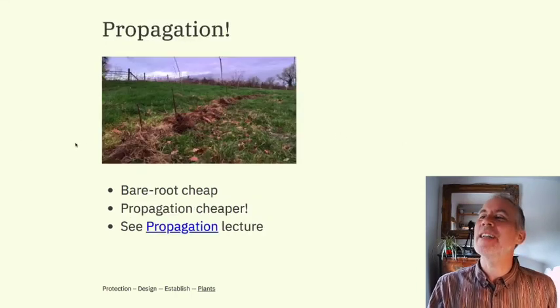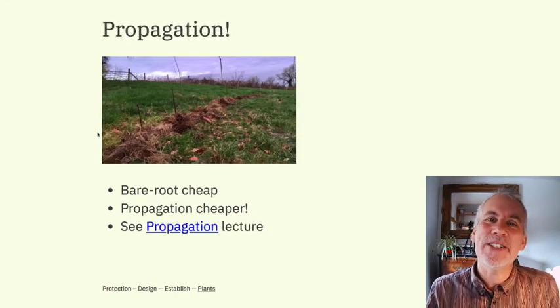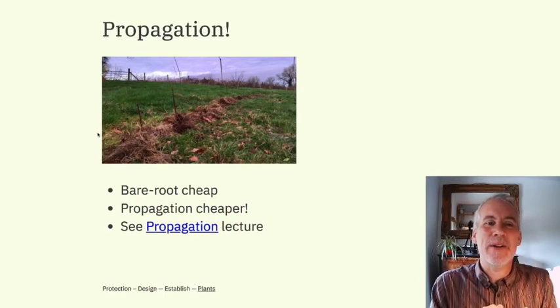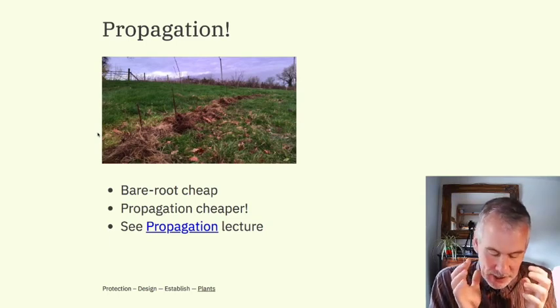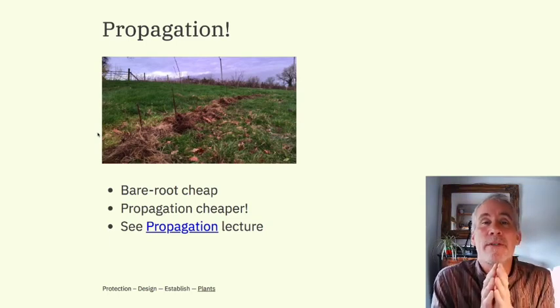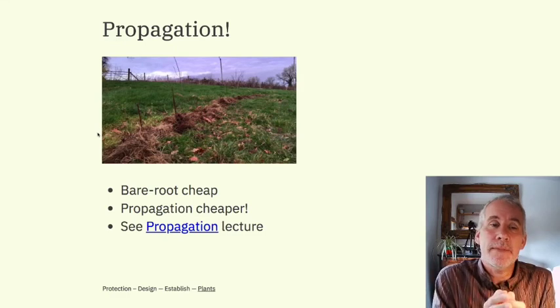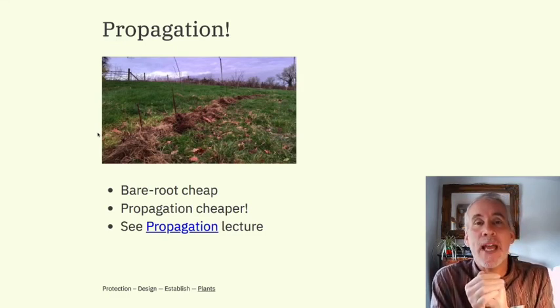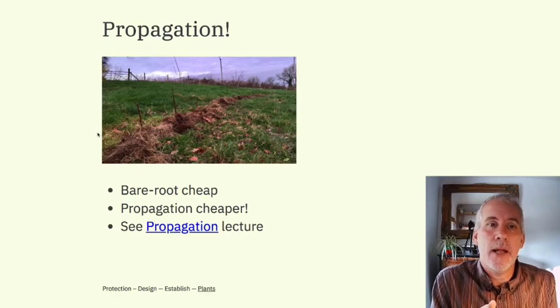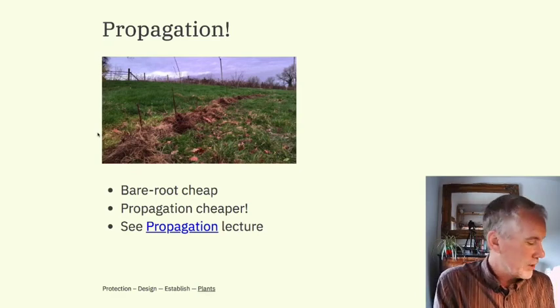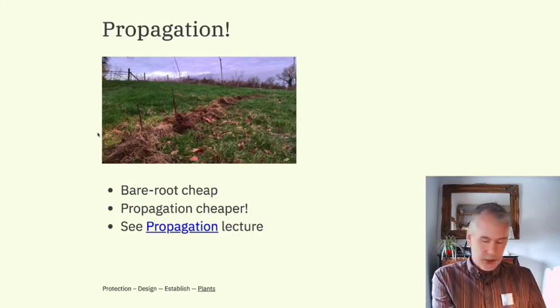And then finally, propagation. Propagation is great. So if you're going to buy them, buy bare root. But if you've got the time, propagate from named varieties, named cultivars, which means you'll get a much better fruit crop, and it's cheap and easy to do as well. I haven't got a propagation lecture anymore.